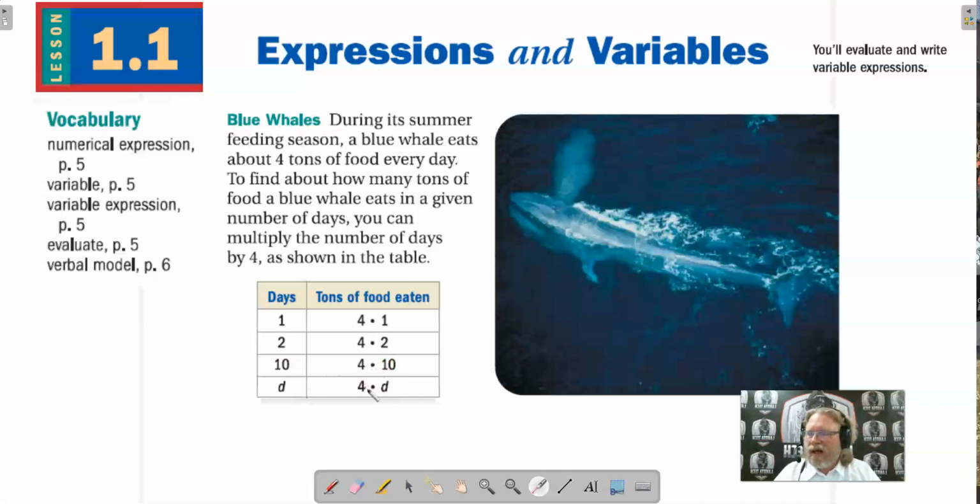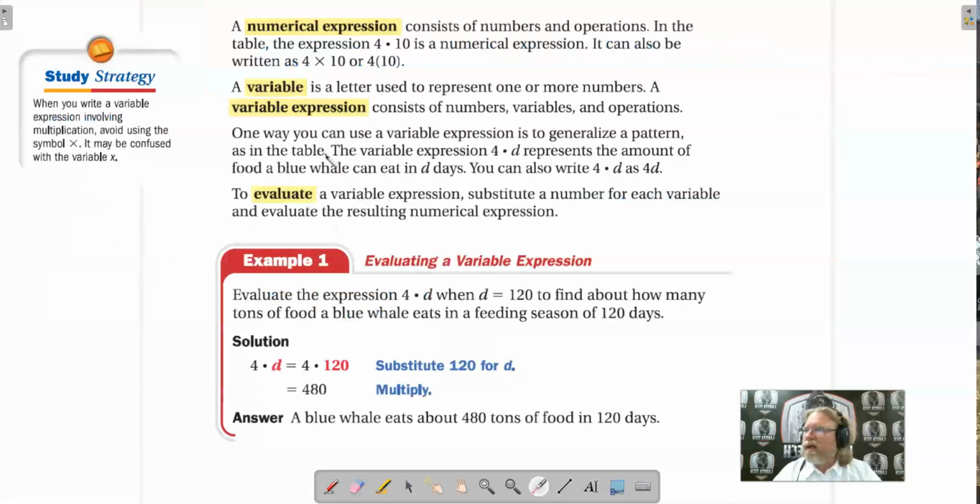Or what if we wanted an expression that would represent however many days we wanted to know about? We just use the letter D for the number of days, and we would call that 4 times D. Going on to the next slide, we see vocabulary. We'll see in the text as we move through it that this year, all vocabulary is highlighted with yellow highlighting. A lot of times we'll have suggestions, comments and strategies over here on the left-hand side in the margin, and then we'll have some examples. Examples are always in these sections highlighted by these red braces here.